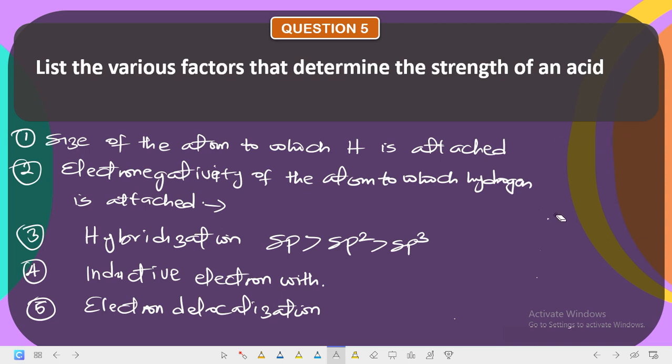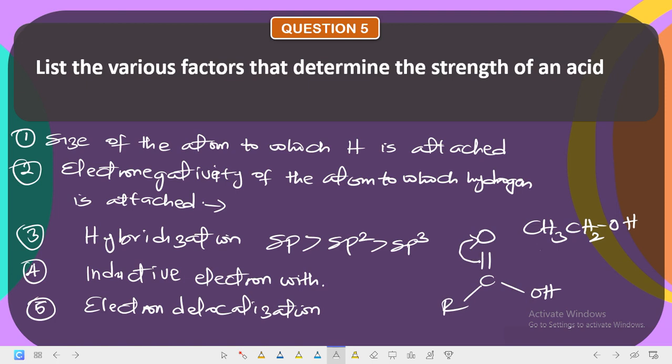For instance, if you look at ethanol, ethanol is CH3CH2OH. Although there is an electron withdrawing group here, it is not as acidic as a compound like this. Let's say you have this OH, and then here is the arrow, this O. Why? Because of this electron delocalization.